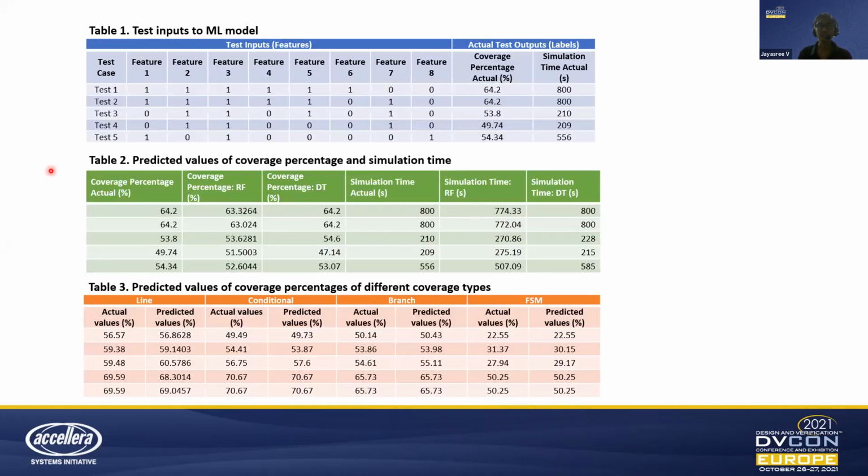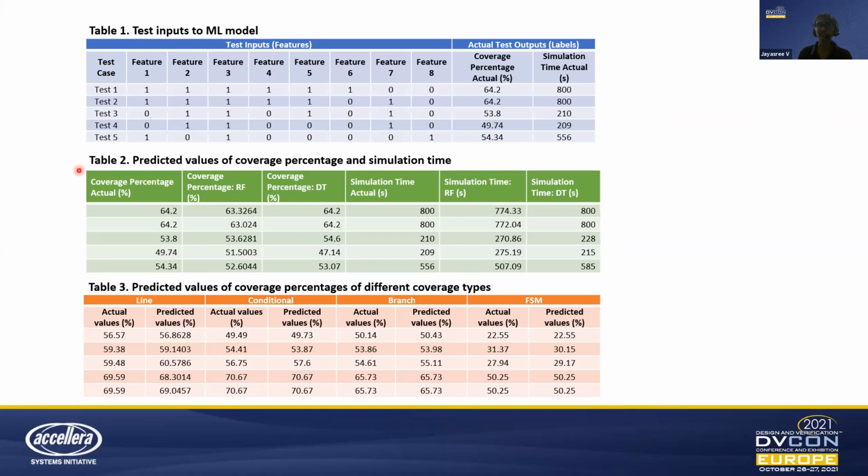The table 1 here shows the inputs that are fed to the ML model. Each row of this table represents a test case, and each column represents a feature for columns 2 to 9. The value 1 in the cell of a row indicates that the corresponding feature is present in the test case, and the value 0 in the cell of a row indicates that the corresponding feature is absent in the test case. For example, in the first row, that is the first test case, features 1 to 6 are present, but features 7 and 8 are absent. The last two columns represent the actual values of coverage percentage and simulation time used for validating the model.